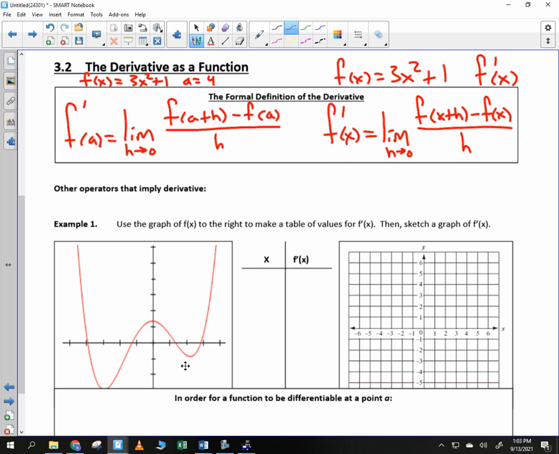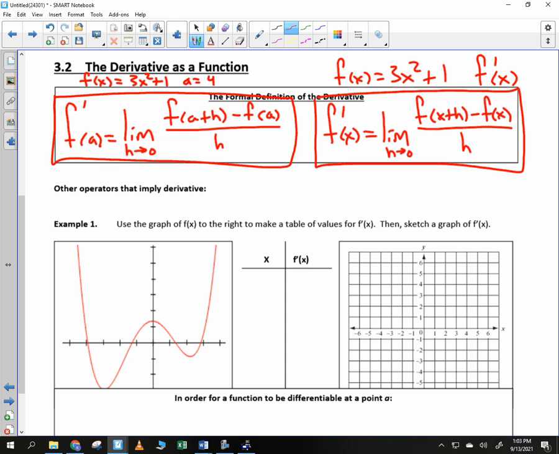You have the formal definition of the derivative, which is right here. You can see that from what we covered before, it looks like the only difference is that instead of a, I'm writing x. And that's not a bad way to think about it, okay?